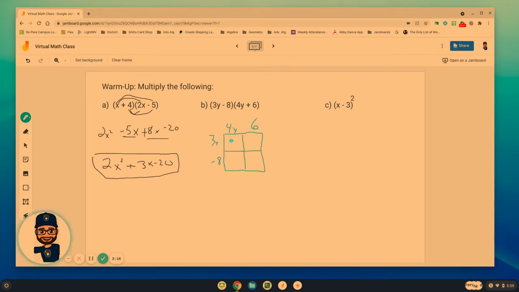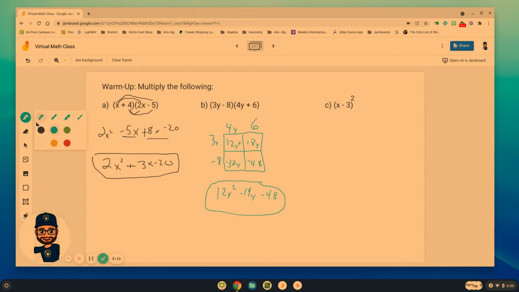And then we multiply the cross section. 3y times 4y is 12y squared. 3y times 6 is 18y. Negative 8 times 4y is negative 32y. Negative 8 times 6 is negative 48. And then we can combine those like terms. We get 12y squared. If I combine these two y values, negative 32 and 18, that leaves me with negative 14y. And then we've got this minus 48 on the end, which means that it has been simplified. And so you can use that box method, and we're actually going to talk about how this helps us to factor.